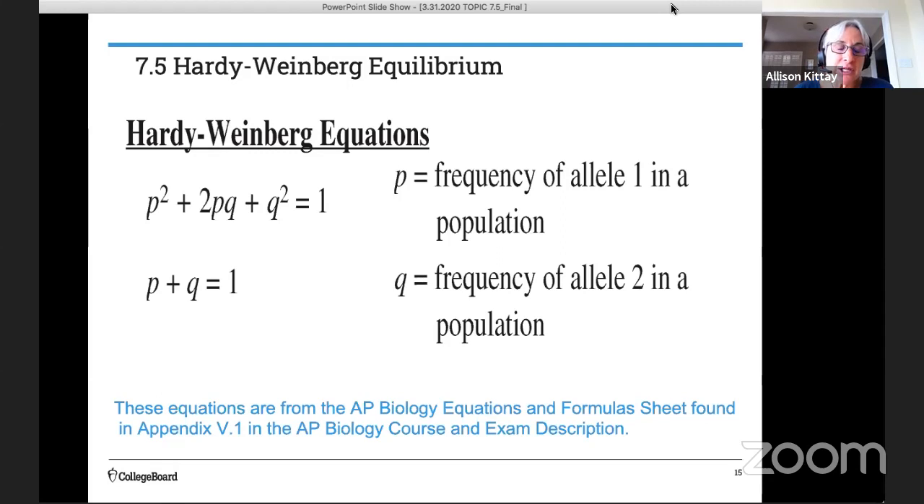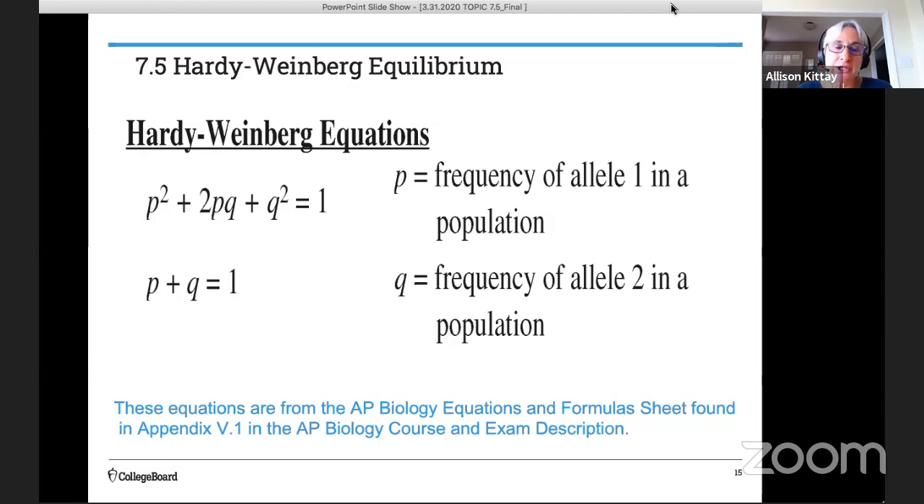The first equation says p squared plus 2pq plus q squared equals 1. So p represents the frequency of one allele in a population, and q represents the frequency of the second allele in a population. The first equation, p squared plus 2pq plus q squared equals 1, is used to determine genotype frequencies. And the reason we have equals 1 is that all of those genotypes have to add up to all of the genotypes in the population.